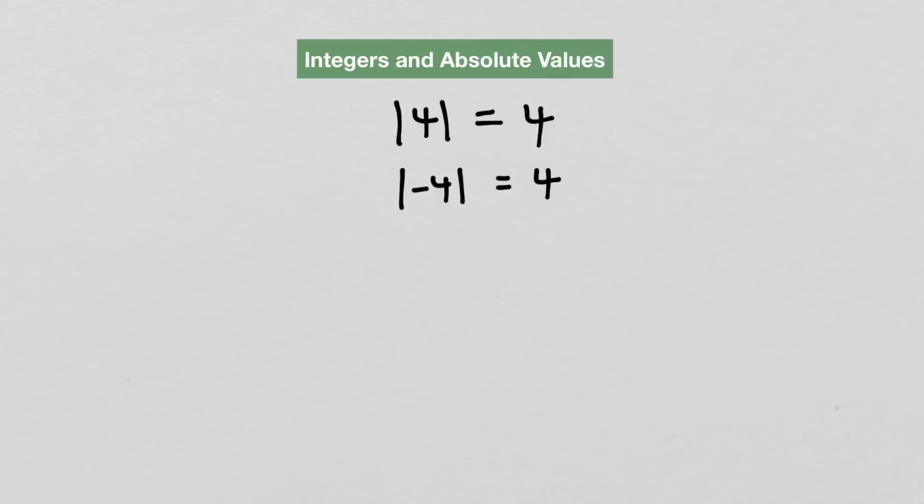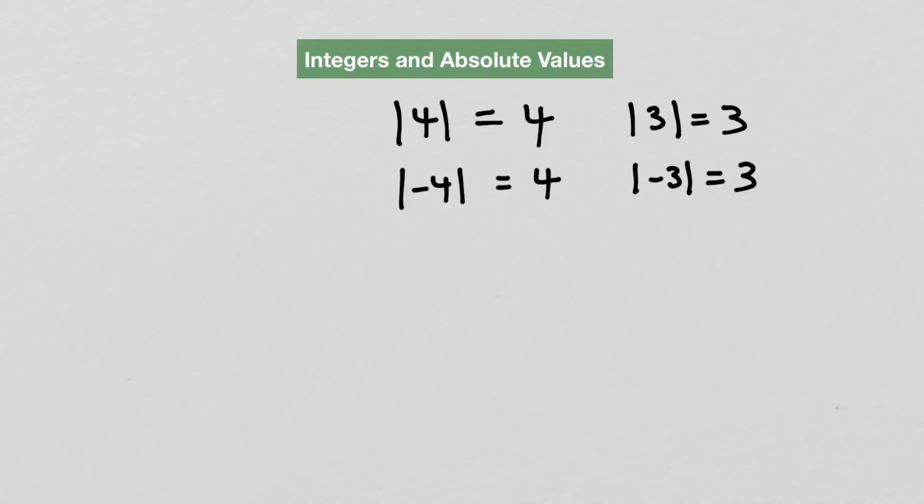Okay, absolute value of 3 is equal to 3. Absolute value of -3 is equal to 3. So hopefully you're seeing a pattern here that any integer within the absolute value signs automatically becomes positive.